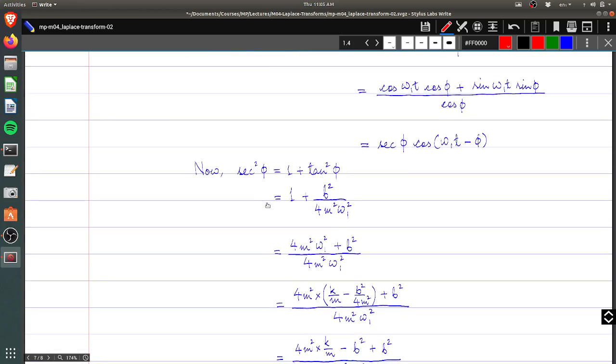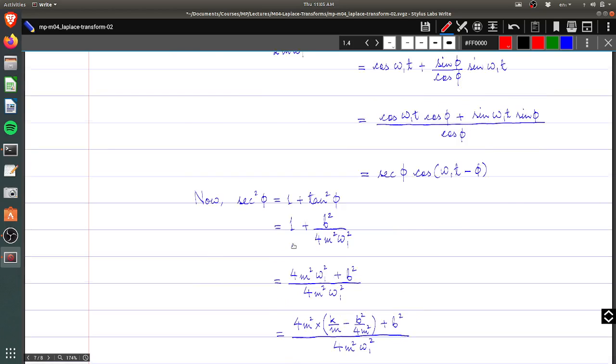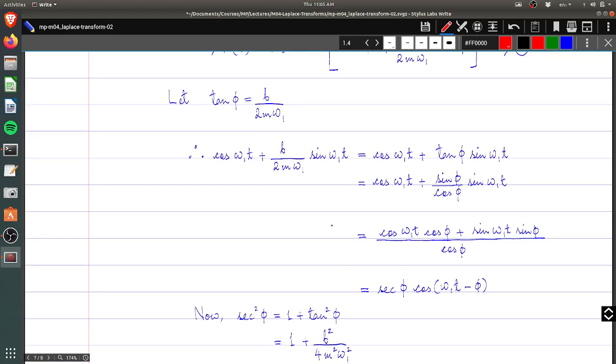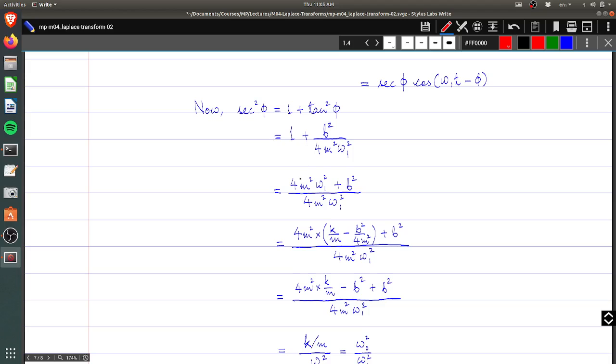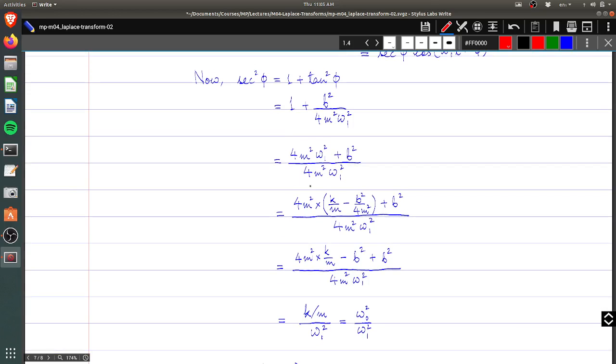Now for secant square, we use this trigonometric relation, secant square is 1 plus tan square phi. So 1 plus tan square, tan phi is this one. So we just take the square of that, we get this. Now you just add these two, so this goes up, so we have 4m square omega 1 square plus b square.